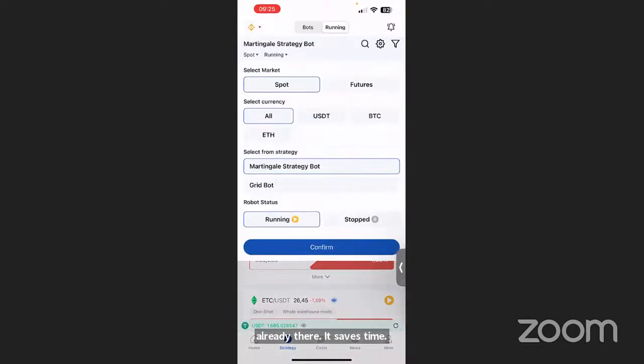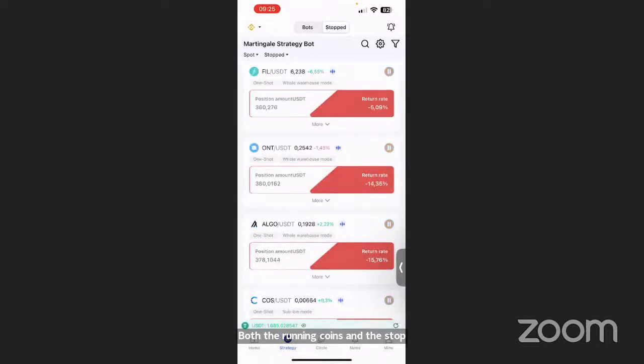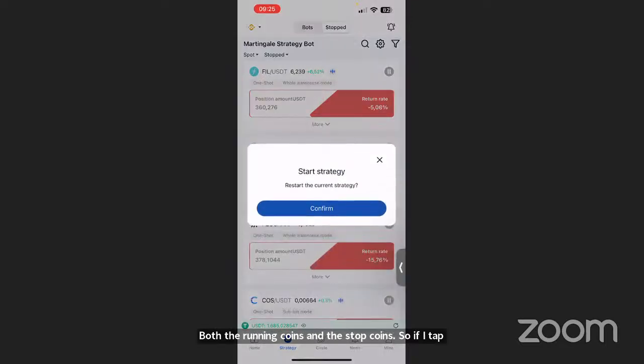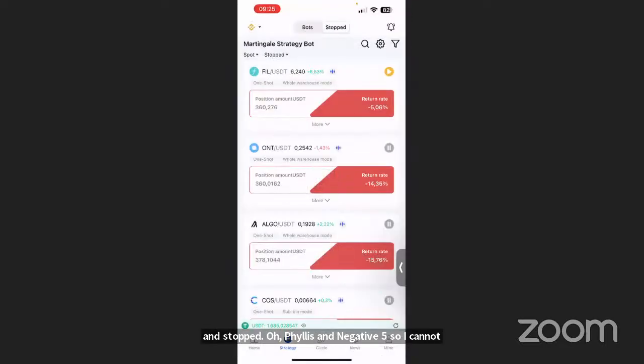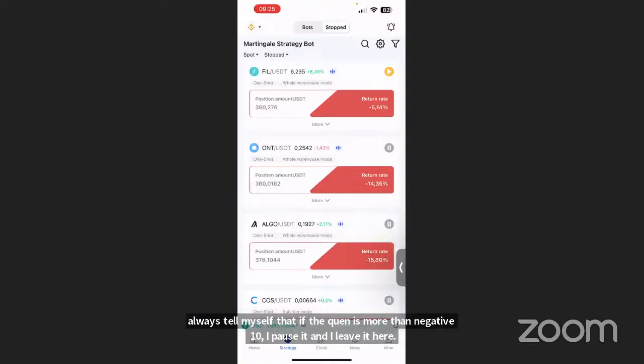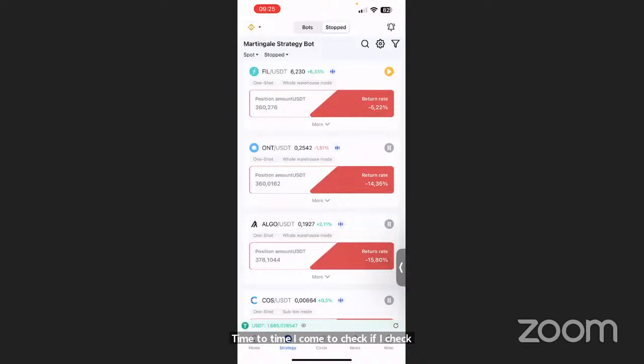Now, if you tap on the funnel, it actually shows you both the running coins and the stopped coins. So if I tap on stopped, oh, fill is in -5, so I can actually start it. I always tell myself that if the coin is more than -10, I pause it and I leave it here. From time to time, I come to check. If I check and it's appreciating, then I start it again. Or if I come and it's already in profit, I just press on the start button. Then it sells it at the current price I see it at.